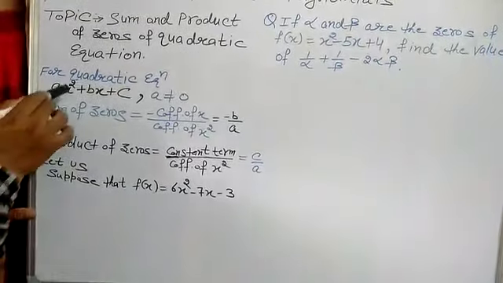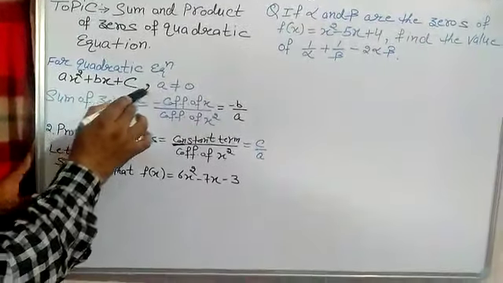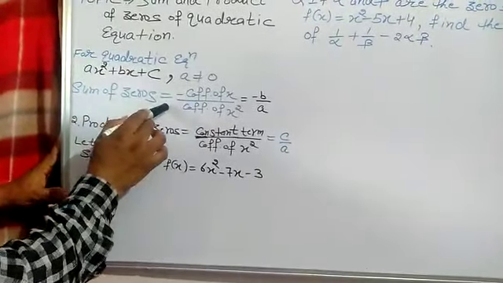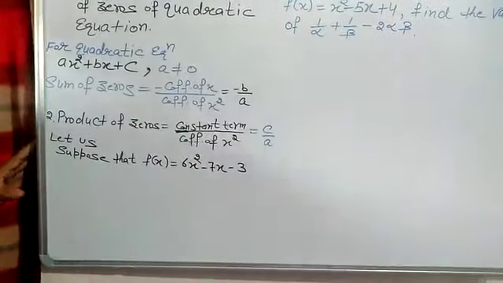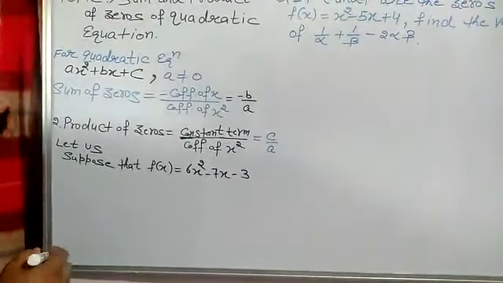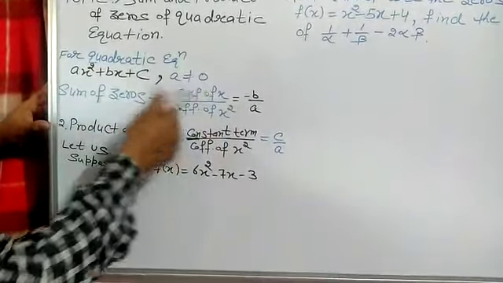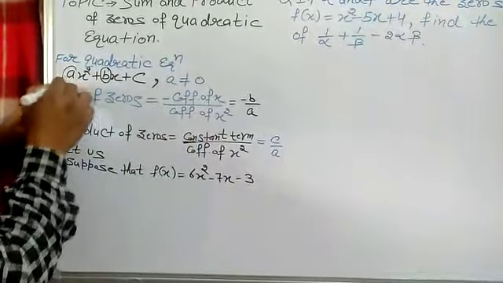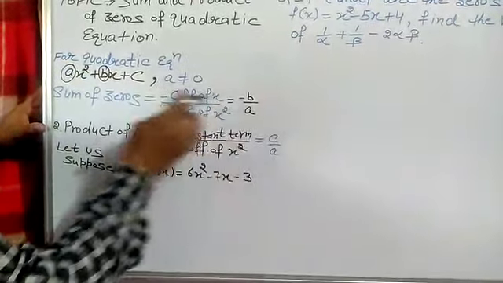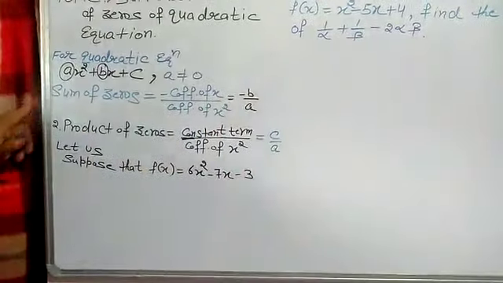So see, for quadratic equation ax square plus bx plus c, where a is not equal to 0, sum of zeros is equals to minus coefficient of x divided by coefficient of x square. This is your formula for sum of zeros. Coefficient of x is b, coefficient of x square is a, so I am writing here b upon a. So by this rule, negative, so minus b upon a is sum of zeros.